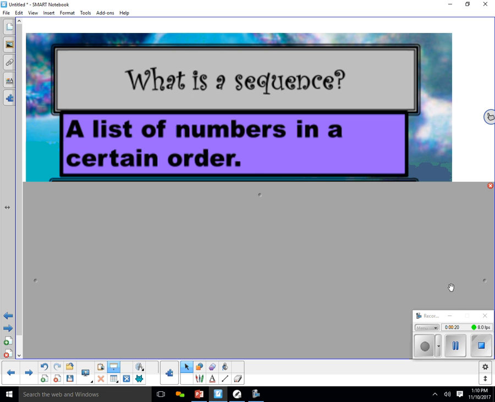Patterns. We've talked about patterns since we probably started kindergarten. We did simple patterns with colors, shapes, okay? Now we've kind of moved up to sequences, which have a certain way to do a pattern, okay? But it's just a list of numbers in a certain order.